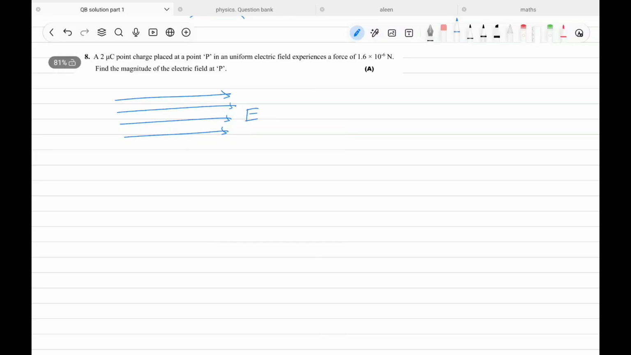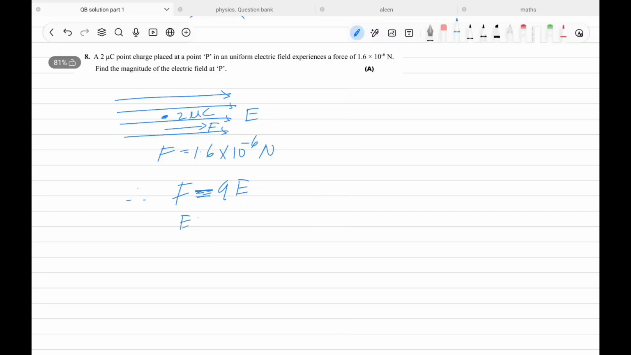Here a charge of 2 microcoulomb is kept. It will experience a force because it is a positive charge and the electric field is there. It will experience the force along the direction of the electric field, in this direction only. Force is given by F, equal to 1.6 into 10 to the power minus 6 Newton. Now we know that F is equal to Q into E, the electrostatic force.